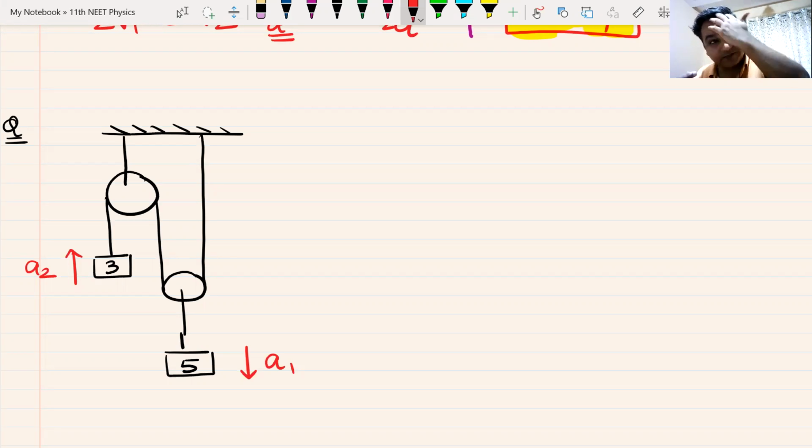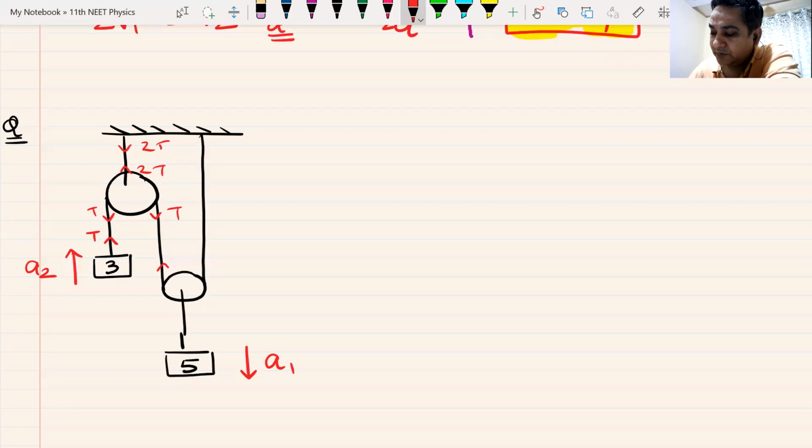I start step by step. First step, draw a sketch. Sketch is there. Step number 2, isolate the bodies. Bodies are isolated, far apart from each other. Step number 3, draw the free body diagram. I start with tension. Start with the longest string, T, T, 2T, 2T. It is not required, but shall I draw it? T, T, T, and T. This is 2T, and this is 2T.